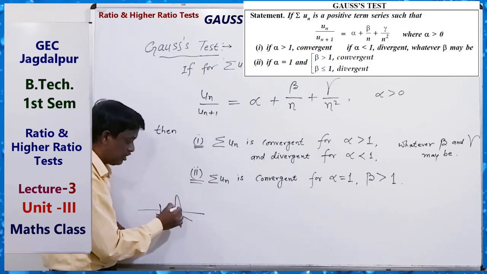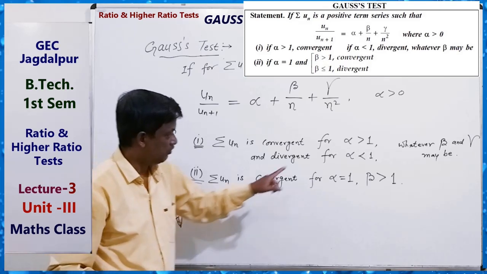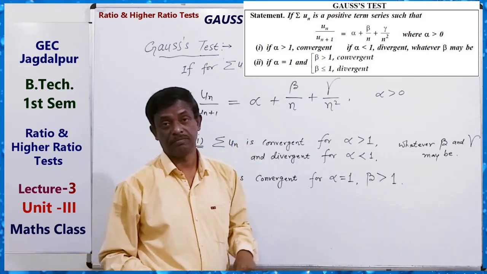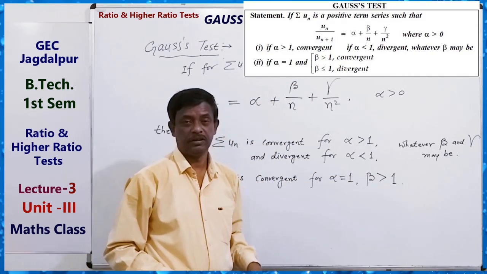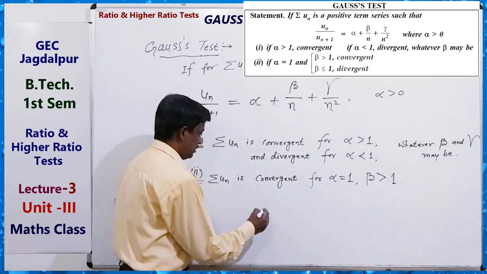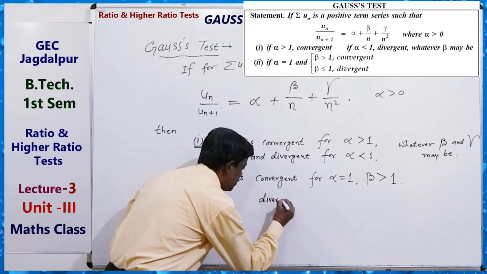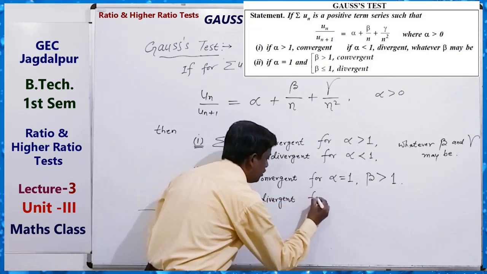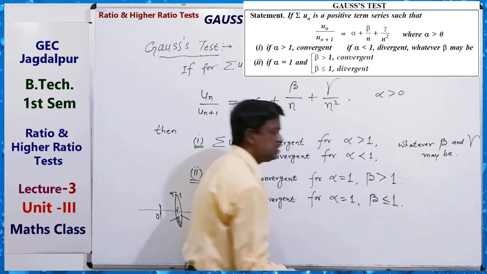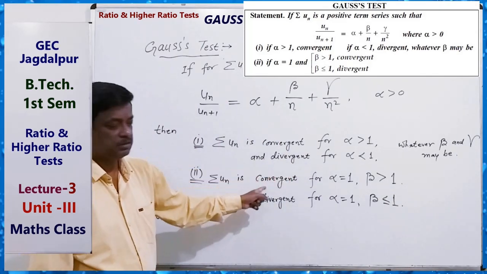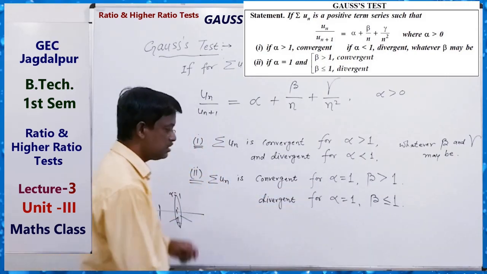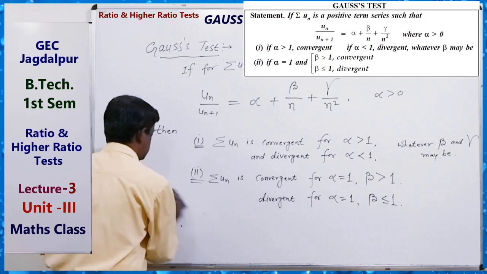If alpha equals 1, then we see beta. If beta is greater than 1, then convergent. And divergent for alpha equal to 1 and beta less than or equal to 1. Beta is a number: beta greater than 1, then convergent; beta less than or equal to 1, then divergent. But alpha should be equal to 1. So this is the statement for the Gauss test.